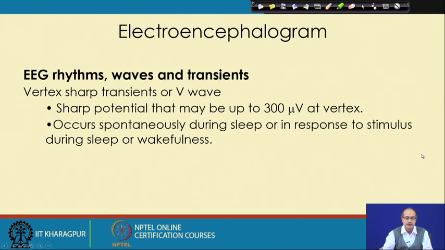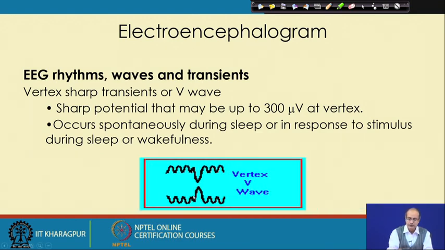Now, let us look at the vertex sharp transient or V wave. Let us look at some examples to see why the name has come. It looks like a V. It could be a positive V or an inverted V depending on how the leads are connected for the recording, and it has a sharp change in potential up to a magnitude of 300 microvolt. So, 300 microvolt means it is bigger than the usual magnitude of the EEG signal, and it occurs spontaneously during sleep or in response to a stimulus during sleep or wakefulness.